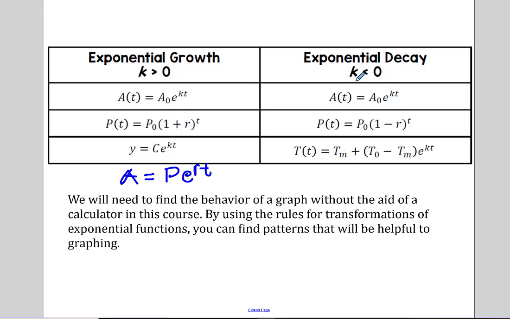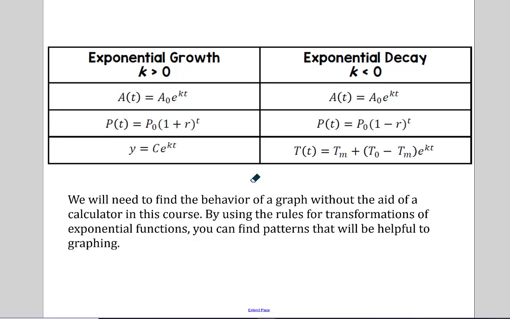Then if you have a decay factor, then this would be a negative k value or a rate subtracted from your initial amount, you have population that's declining. And then this one we saw was Newton's cooling law.